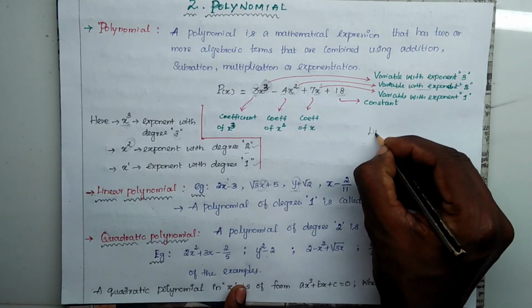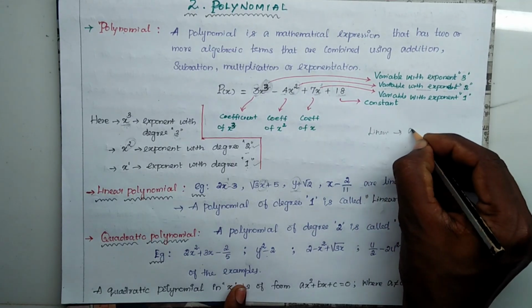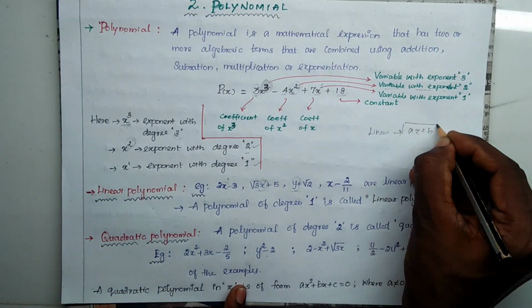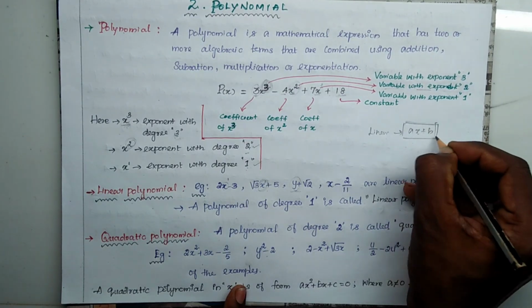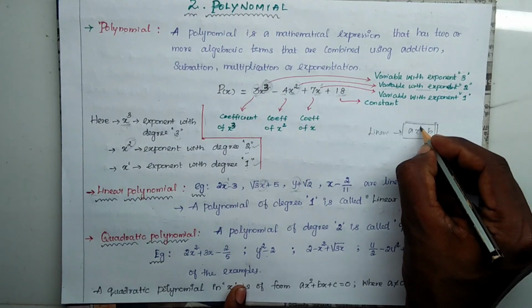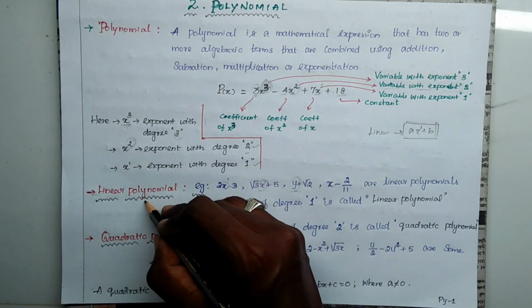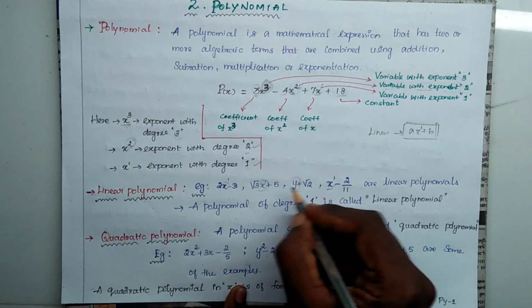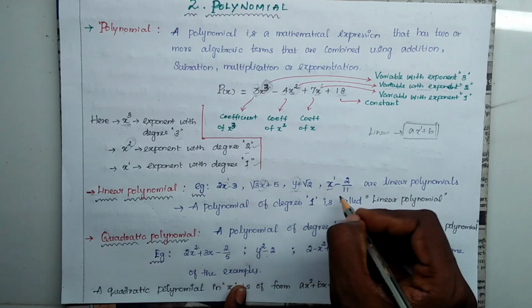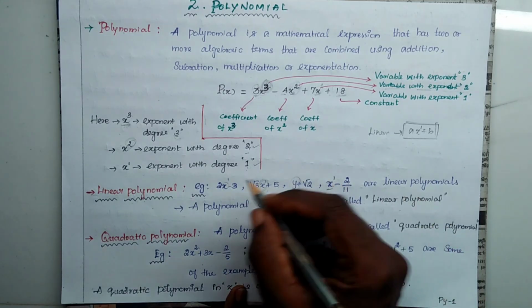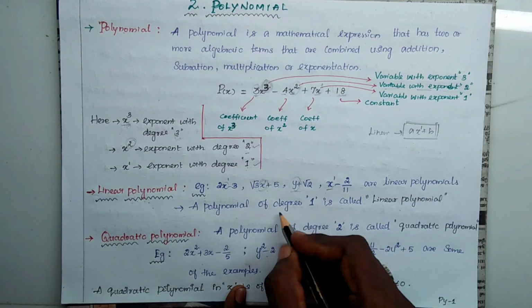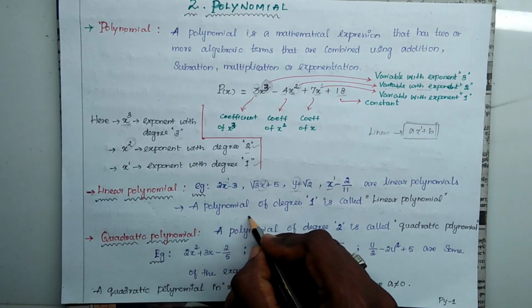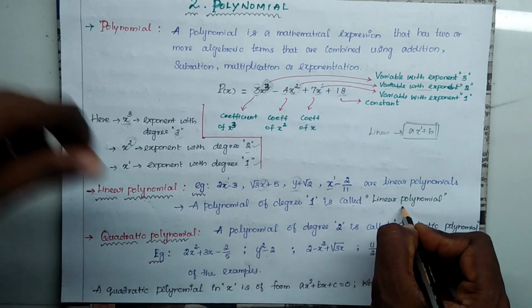For a linear equation, what we mentioned is that ax plus b is a linear equation, right? Here the degree of x is 1, so we call this a linear polynomial. All the equations with degree 1 are called linear polynomial equations. Hence, a polynomial of degree 1 is called a linear polynomial.